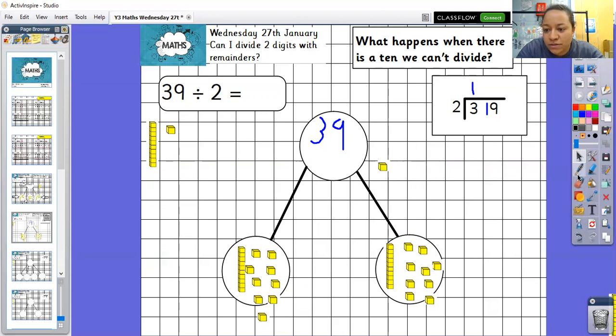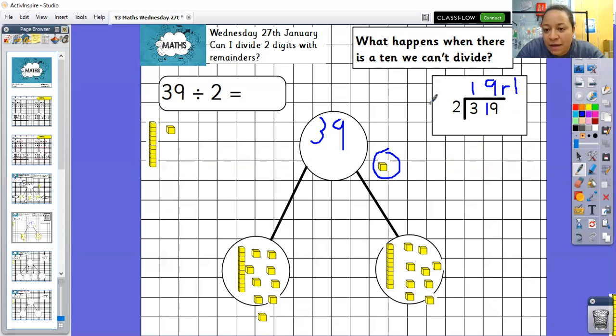Okay, so let's look at the ones and how that would look on our bus stop method. How many ones are there? 1, 2, 3, 4, 5, 6, 7, 8, 9. And then here, 1, 2, 3, 4, 5, 6, 7, 8, 9. We had 9 ones in each circle, but you've probably spotted we've actually got a spare one left over. Now, there's nowhere that that one can go, and I can't exchange it for anything else to make it work. So that one comes on the end here as a remainder 1.